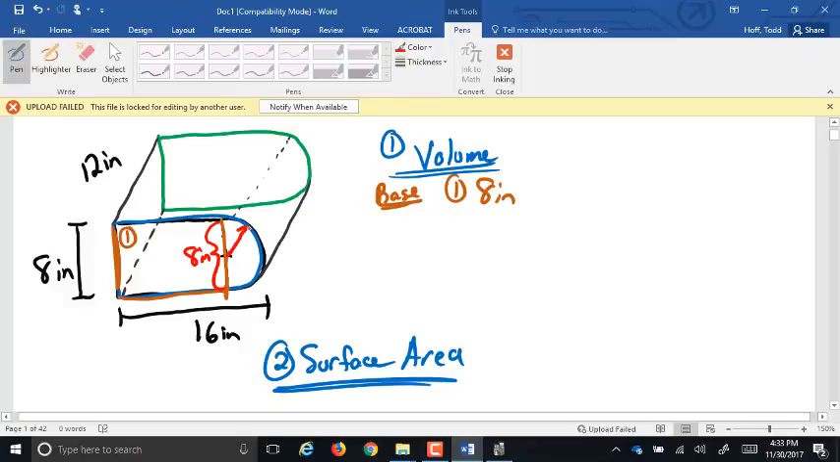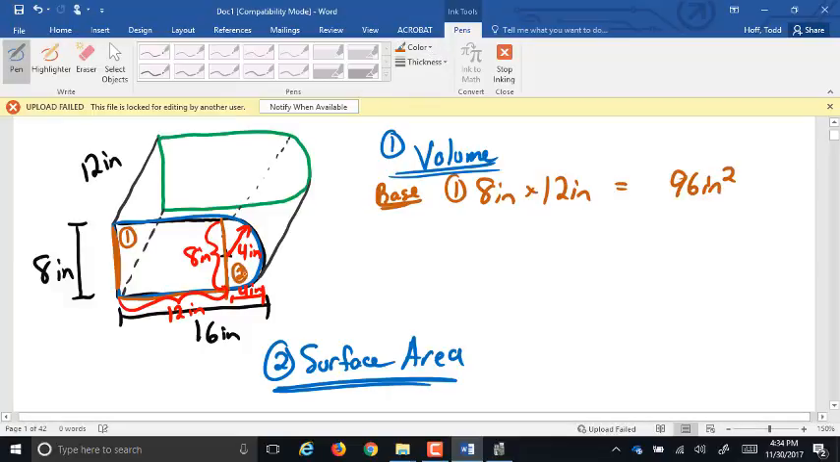So that makes the radius of the circle half of that, or 4 inches. Well, that goes in all directions, so this is also 4 inches. So this is 12 inches. So that is 8 inches by 12 inches for that rectangle, which is 96 inches squared.